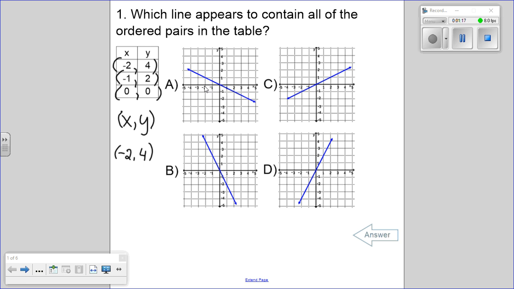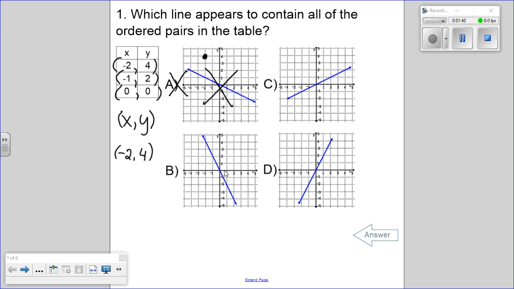So from here, my y value, my vertical axis, is how far up or down I need to go. If it's a +4, I need to go up 4. So I go up 1, 2, 3, 4. And this is where the ordered pair -2, 4 would be. That's that point. That is not on this line at all. So A is going to be not a good choice.